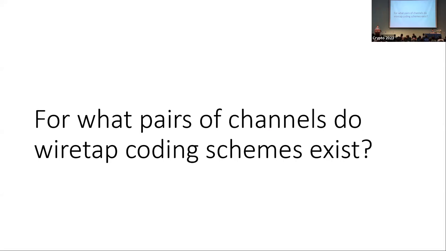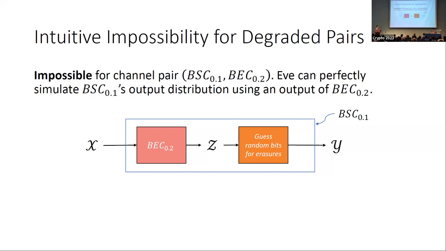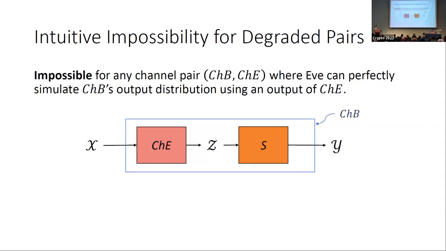And the main question is a feasibility question. For what pairs of channels do wiretap coding schemes exist? Let me give you an intuitive impossibility result for a specific pair of channels. Consider the channel pair: a binary symmetric channel with 0.1, so it flips with probability 0.1, and a binary erasure channel which erases with probability 0.2. In this case, Eve can perfectly simulate Bob's channel's output distribution by simply randomly guessing a bit for every single erasure position. And in general, whenever Eve can simulate Bob's output, there's no asymmetry in the amount of information that Bob gets, so there's no possible encoding scheme.